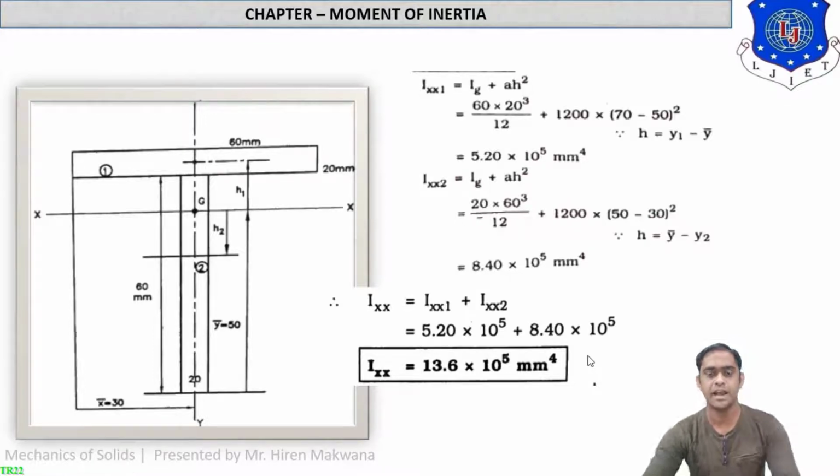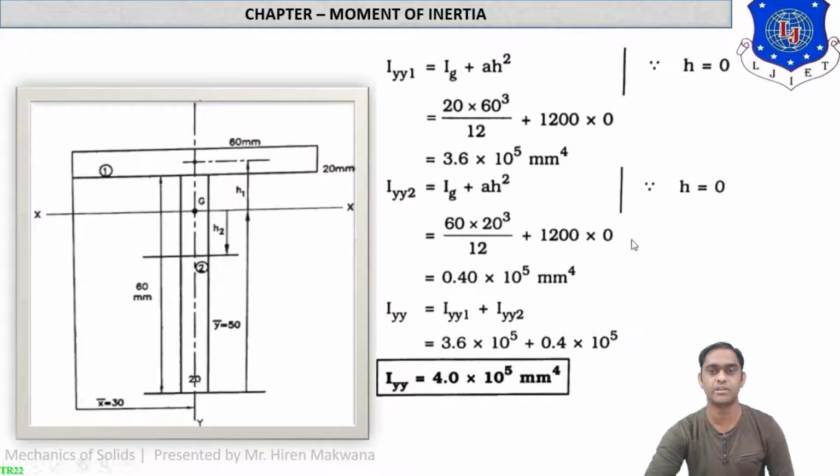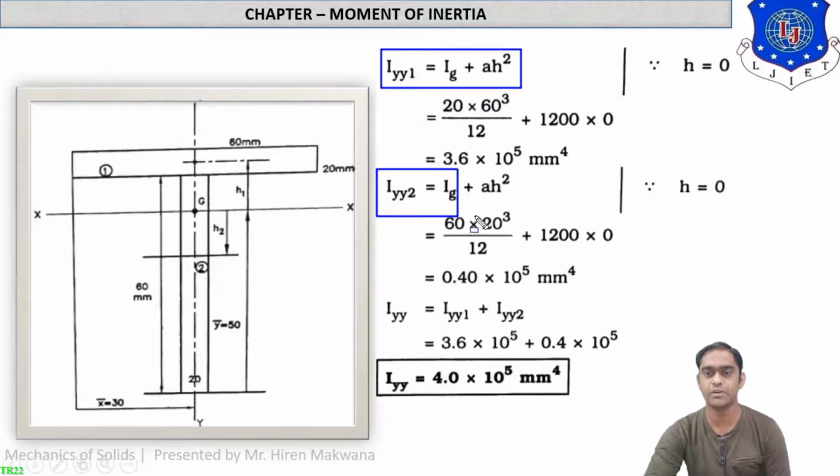Remember this thing, in Ixx we are using y bar minus y2, y1 minus y bar, etc., because it is the x axis. So it is vice versa. When you find Iyy, then here it is x1 minus x bar, x2 minus x bar. Okay, let us see how we can calculate Iyy now. So in the same figure, this is the calculation of Iyy now. You can see from the figure, Iyy1 and Iyy2 we will calculate separately with the help of the parallel axis theorem.